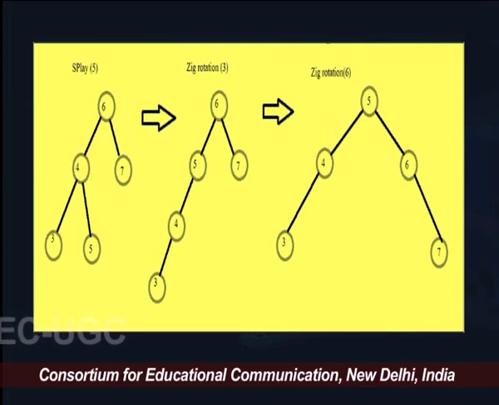Because of that zig rotation, the element 5 is going to take the position of 6, and 5 obviously is having 6 as its right child, while 4 as its left child, followed by 3 as the left child of 4 also. So, these were the two examples of zag zig rotation and zigzag rotation.